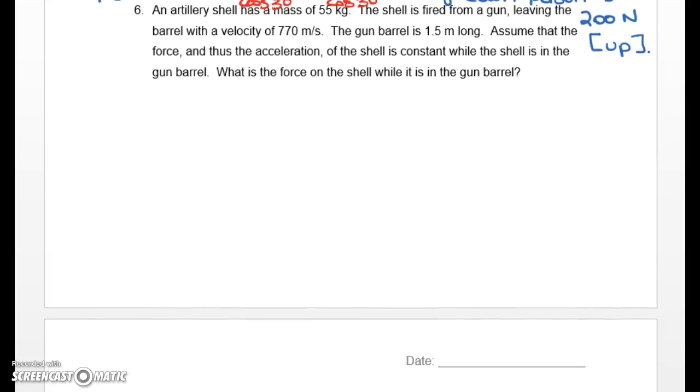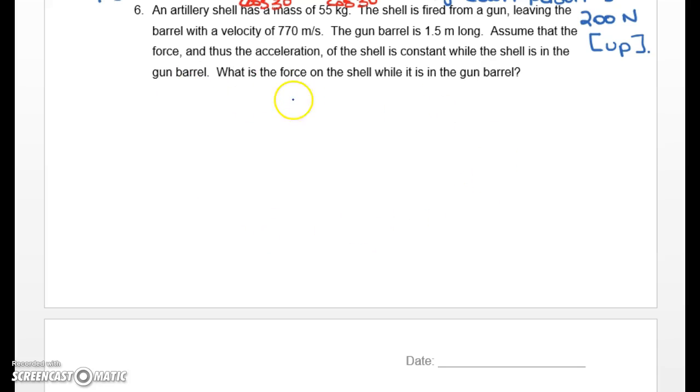So an artillery shell has a mass of 55 kilograms. The shell is fired from a gun, leaving the barrel with a velocity of 770 meters per second. The gun barrel is 1.5 meters long. Assume that the force, and thus the acceleration of the shell, is constant while the shell is in the gun barrel. We want to know what is the force on the shell while it is in the gun barrel.